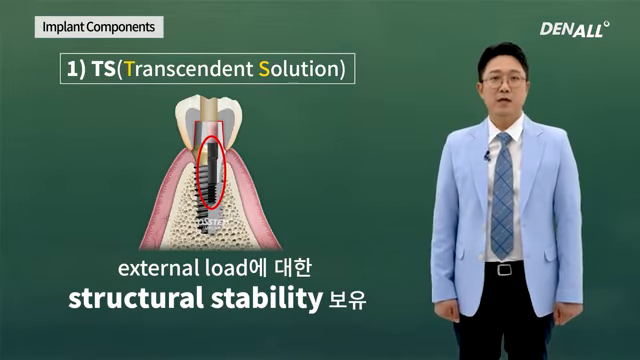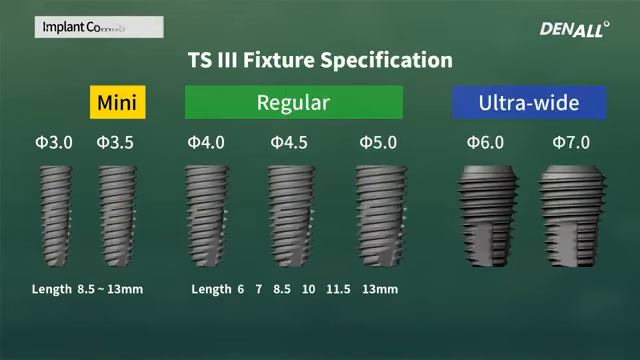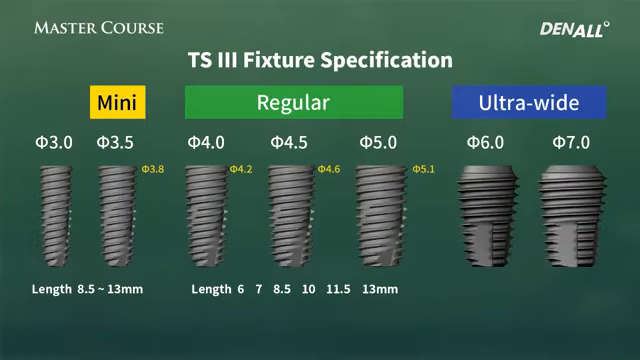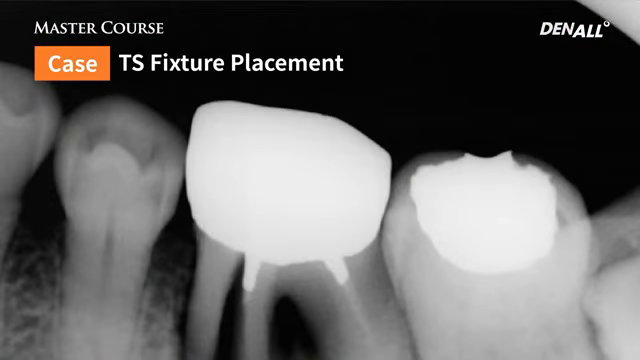The most widely used implant, TS implant's basic specifications are as follows: mini, regular, and ultra-wide. And depending on the surgical site, you need to choose the appropriate size and do the placement. The actual diameter is larger than the nominal diameter. The reason will be discussed in the next lecture. On fixture, TS fixture, let's look at some clinical cases.